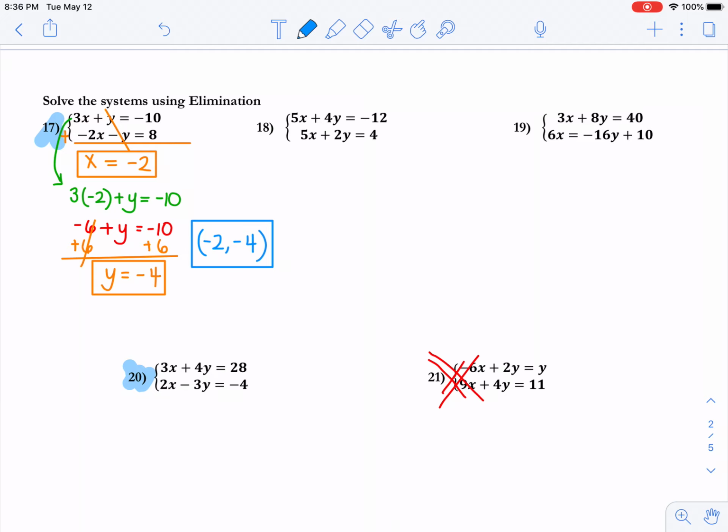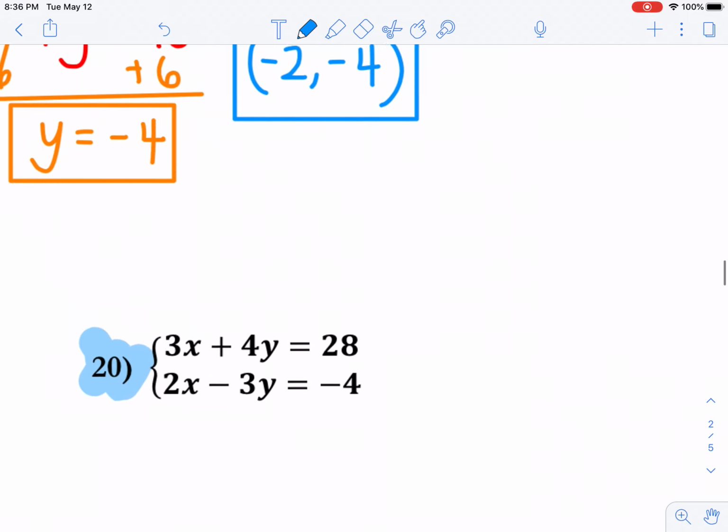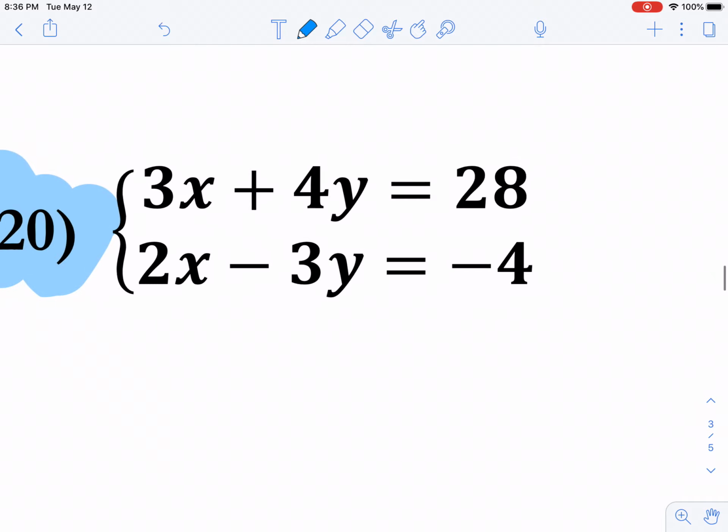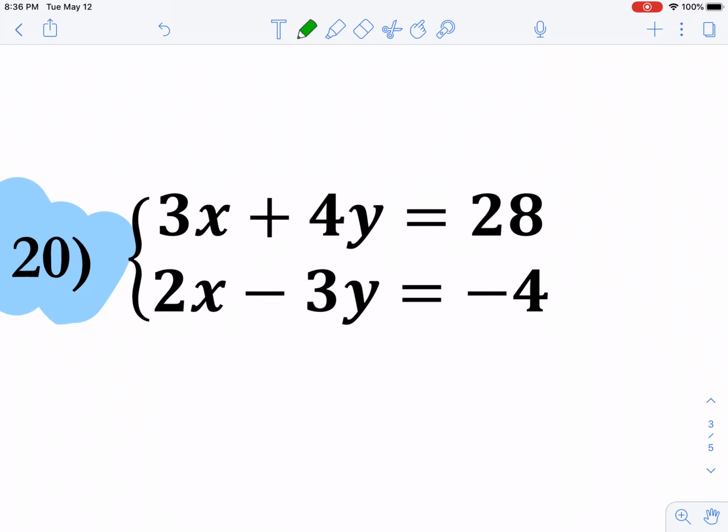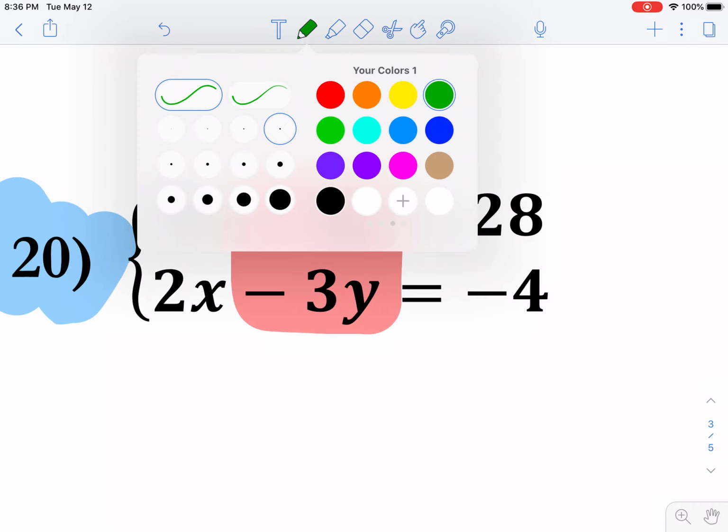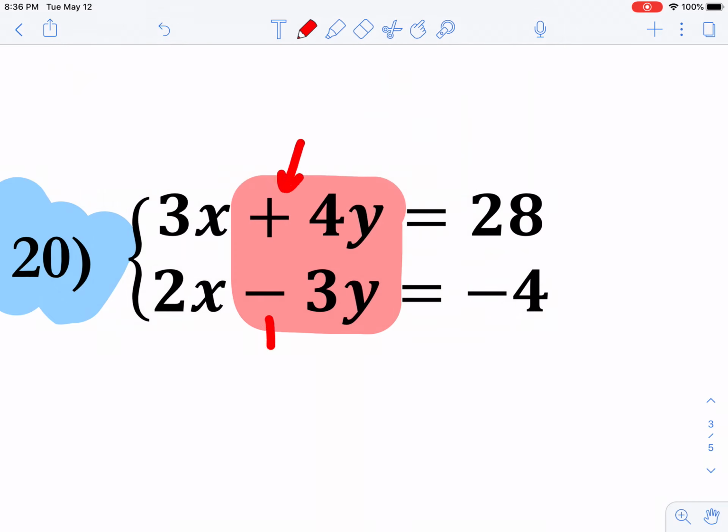Looking at number 20, unfortunately, nothing's going to cancel out easily here, right? So in order to make things cancel, I have to do some multiplication. Let's see. I'm deciding to get rid of my y values, okay? And the reason I'm doing that is because one of them is positive and one of them is negative. So I don't have to worry about changing the signs. I know that one's positive and one's negative, so I can get things to cancel after I'm done multiplying, okay?